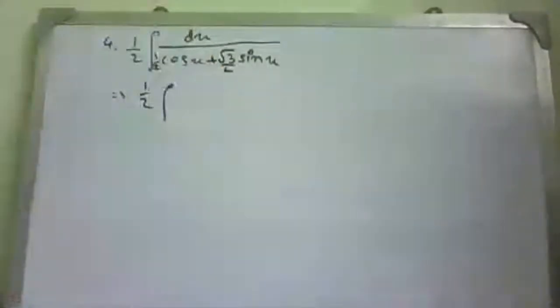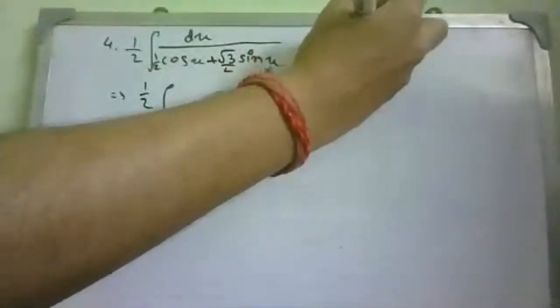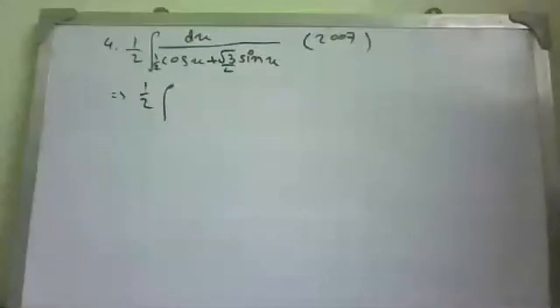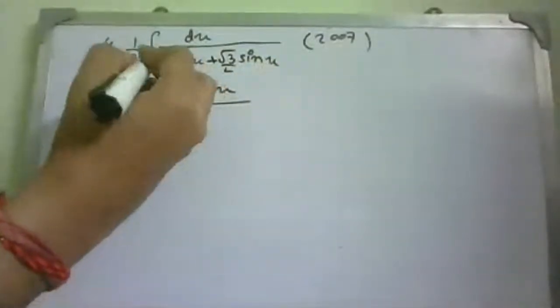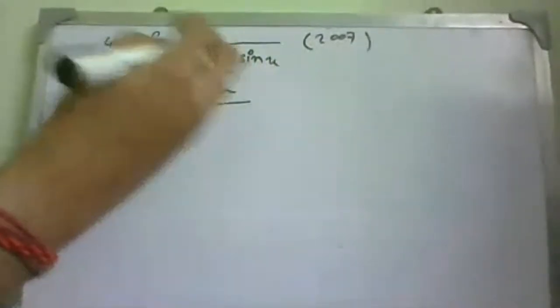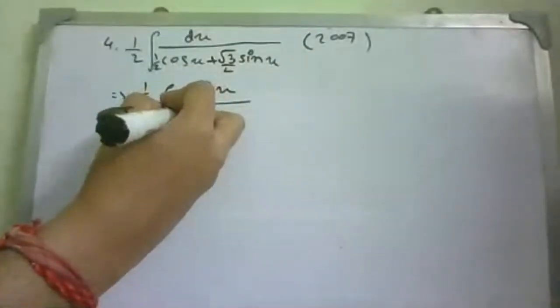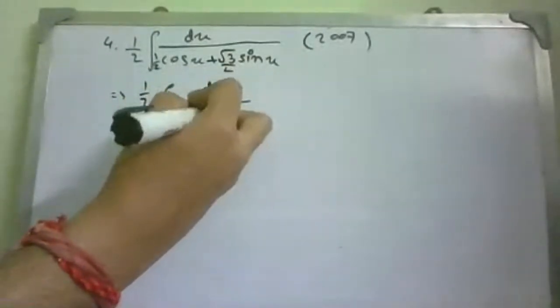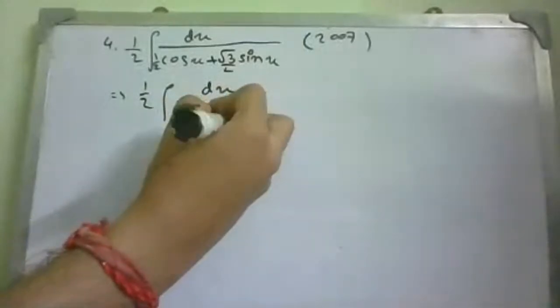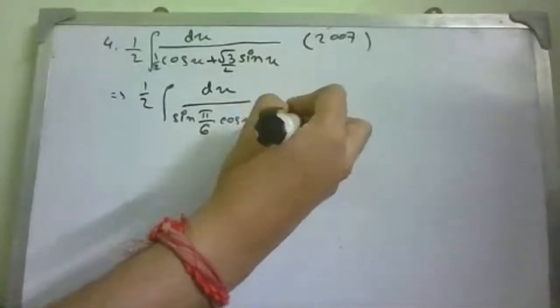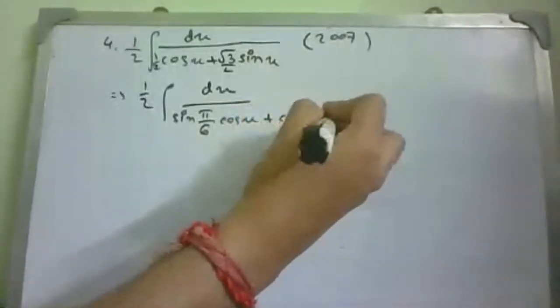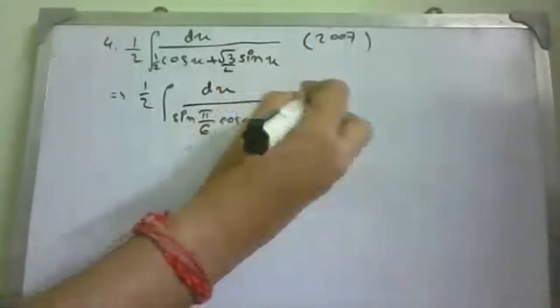a very simple question. This particular question came in the year 2007. This came in 2007 AIEEE. So it's a pretty decent question. It's a very simple question. We can see that this particular half and root 3 over 2. So we can particularly find a pattern over here. We can see that this is nothing but sine pi over 6 cos x plus cos pi over 6 sine x.